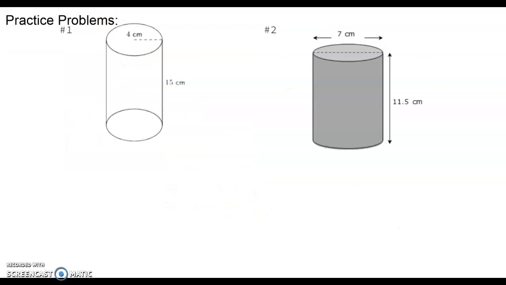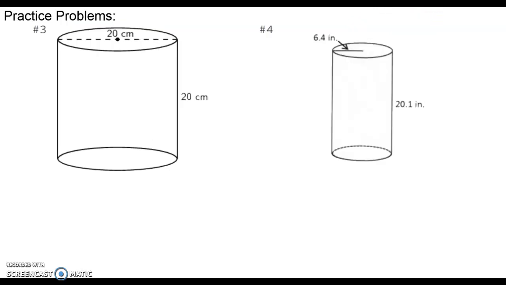For the practice problems, please note that 7 is your diameter, not your radius. 20 is also a diameter, not a radius. So make sure you cut those numbers in half in order to find your radius.